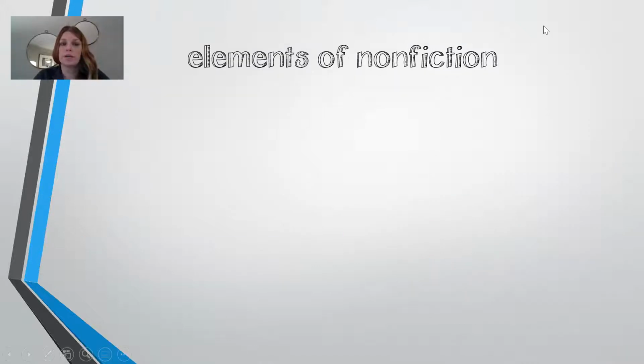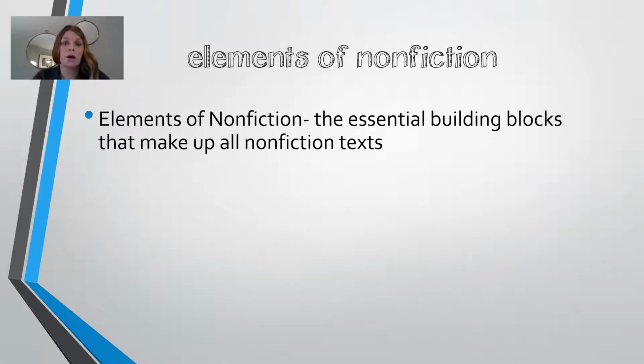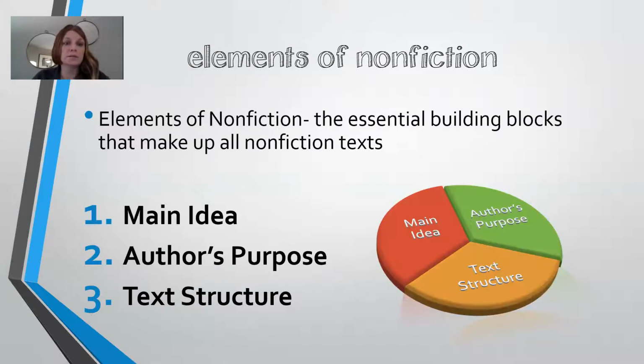So the elements of nonfiction. For fiction, there were 6. For nonfiction, there are 3. The elements of nonfiction are the essential building blocks that make up all nonfiction texts. Just like in elements of fiction, there were 6 things that had to be included in every fiction story. Well, in elements of nonfiction, there are 3. And those are main idea, author's purpose, and text structure. Today, we are going to be talking about main idea.